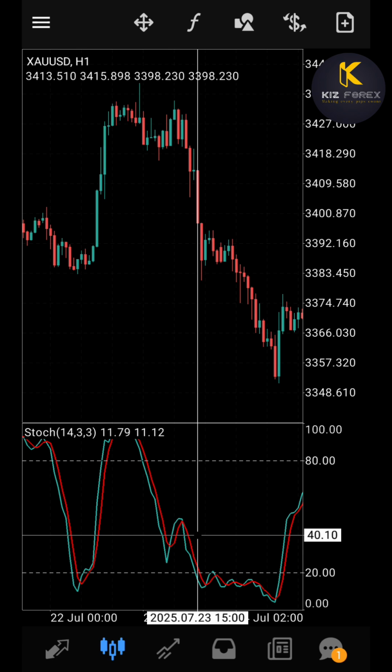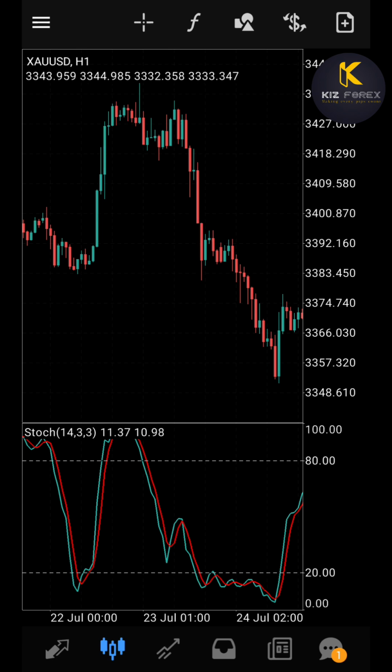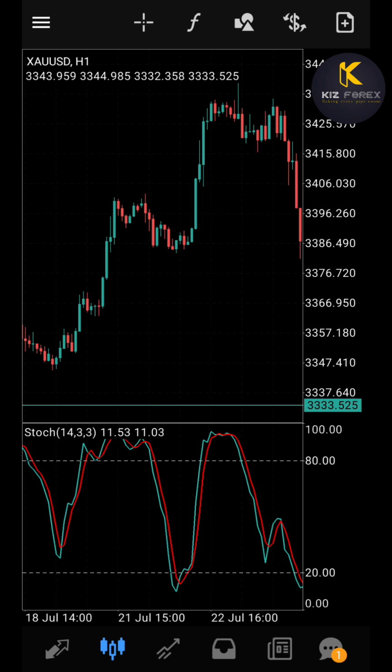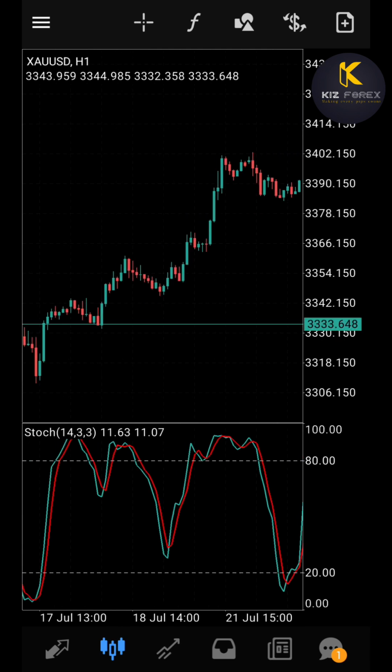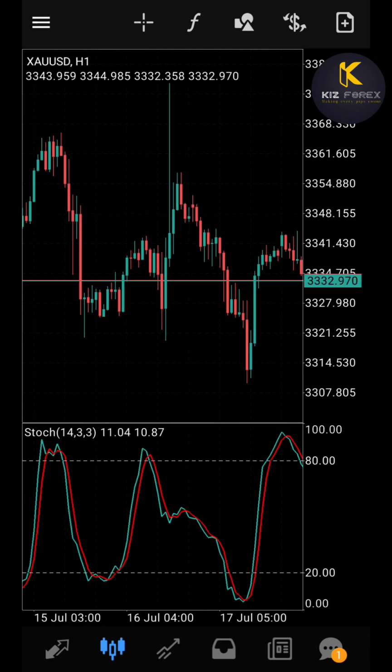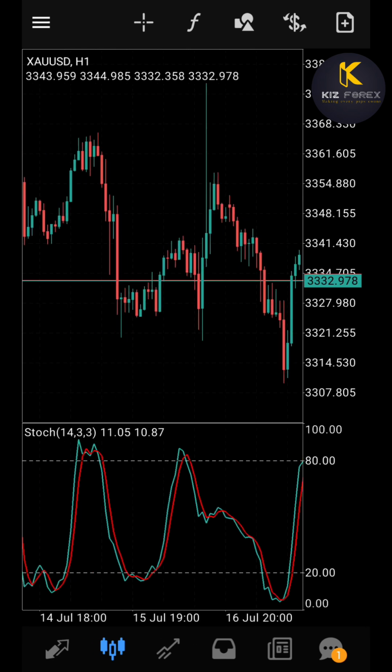So that is how you can trade with it. Now let's just do some backtest and see some of the past events that actually happened with this strategy. Don't forget, this is on gold. You can actually use it on other pairs, but preferably on gold, it will work perfectly well for you.